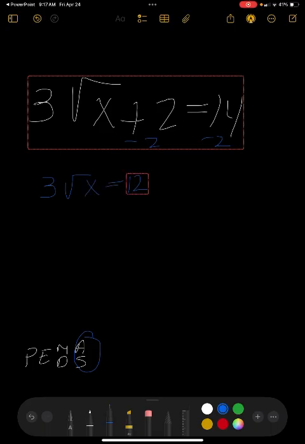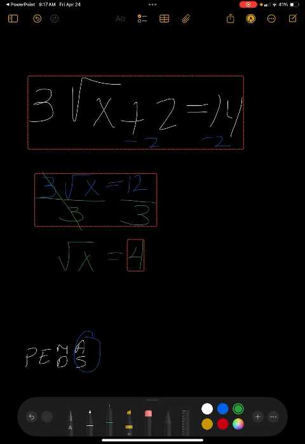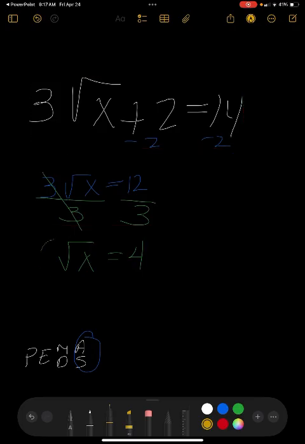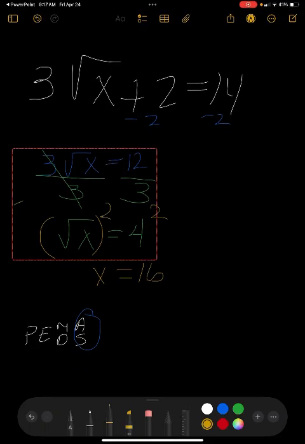Now we get rid of the multiplication. So we divide both sides by 3 to undo that. So we get square root of x equals 4. And now we have to undo that. This is the new part for us here. In order to undo that square root, we have to square both sides. So square root of x times square root of x is going to be x. So x equals 16.